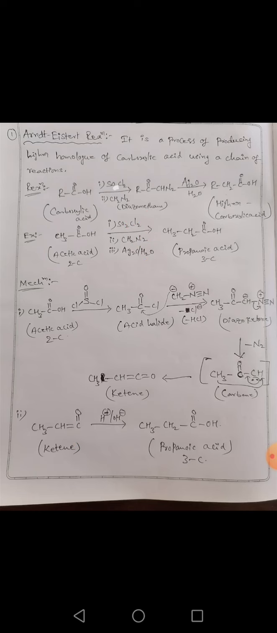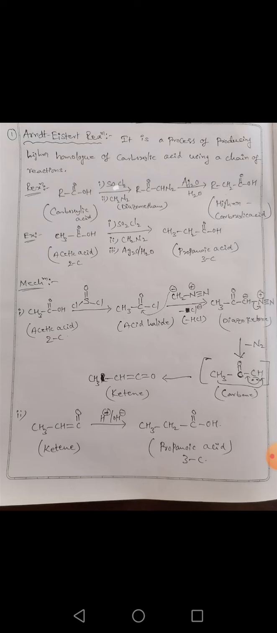This is because the carbonyl carbon always has a positive character. Hence, OH minus is attached to the carbonyl carbon. At the same time, the pi bond shifts towards the other carbon atom, so this carbon gets the negative charge. This negative charge is attracted by the H plus ion, so it is converted into a CH2, and the OH is attached to the carbonyl carbon. Hence, it is converted into propanoic acid, which has 3 carbons.